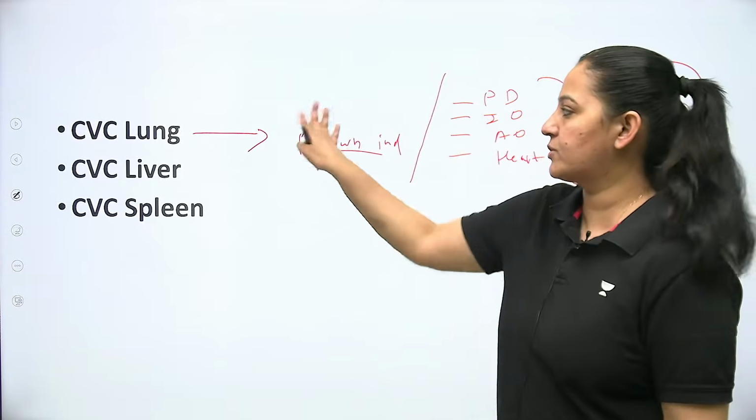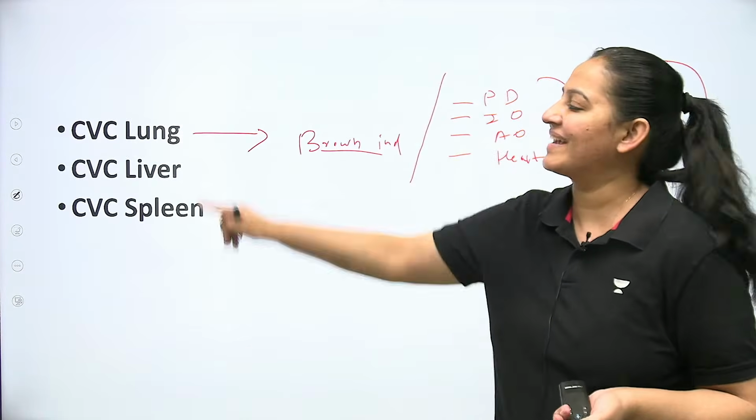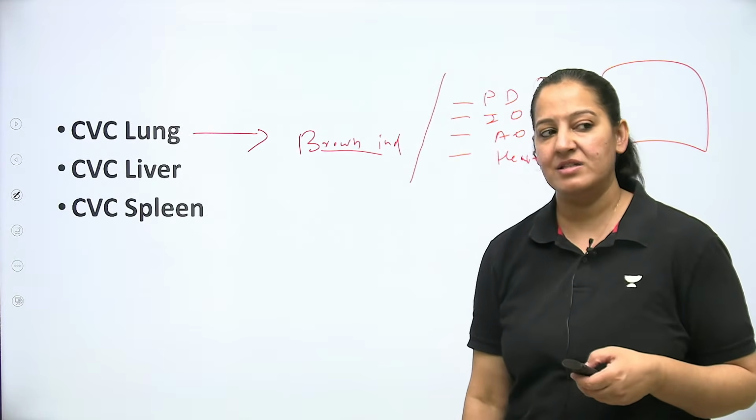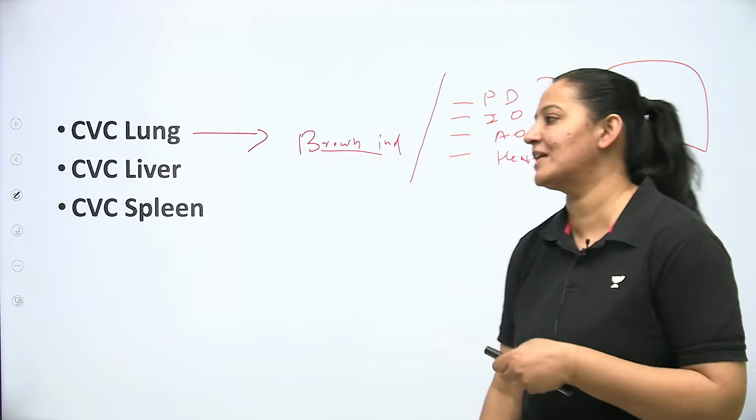Give me a thumbs up. So this is gross and microscopy. That's it. Coming to the second, CVC liver. Shall I start CVC liver? Give me a thumbs up if you are ready.